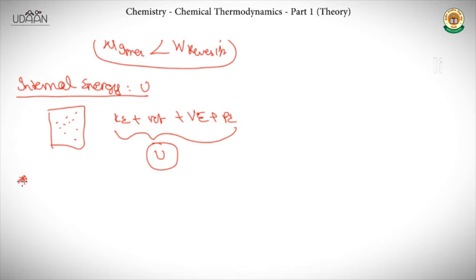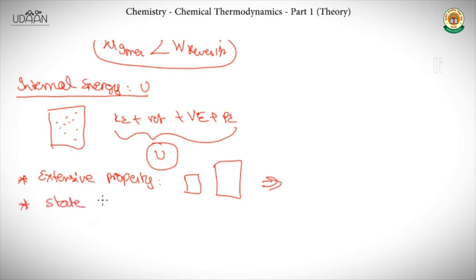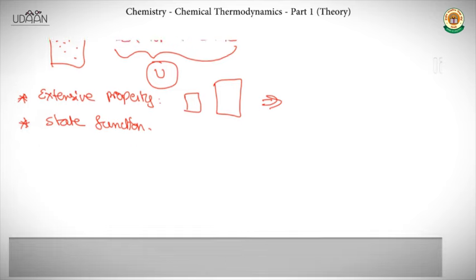Some key points to remember for this: see, internal energy is an extensive property. Previously we defined extensive property: if it depends upon the amount of mass, it is an extensive property. In this case, if we increase the amount of mass, it is carrying more energy. So internal energy depends upon mass, so it is an extensive property. Second, it is a state function. It depends only on the state, it doesn't depend upon how you reach that state. So it is a state function.